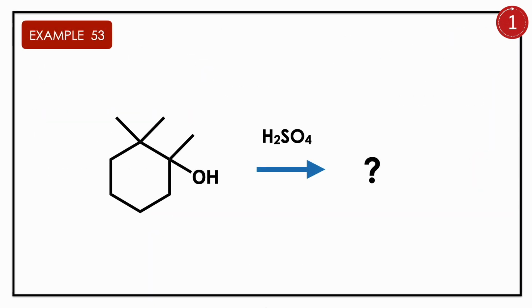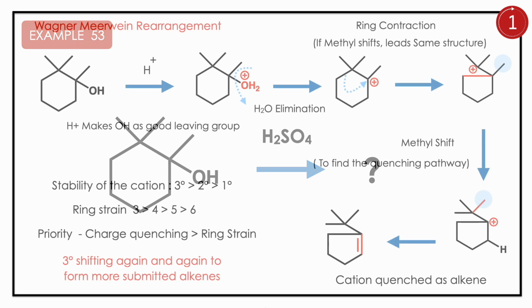Then the next example, cyclohexyl system with many methyl groups and alcohol. You are reacting with sulfuric acid. You should find what will be the final product.